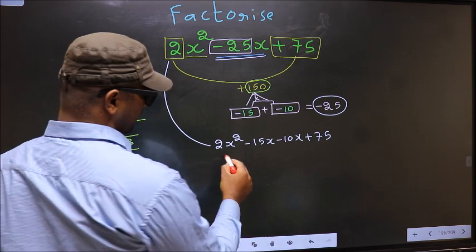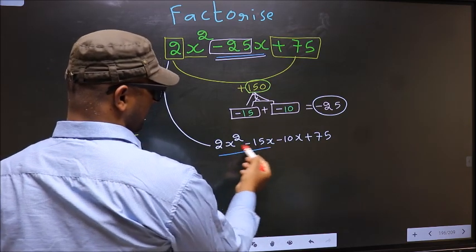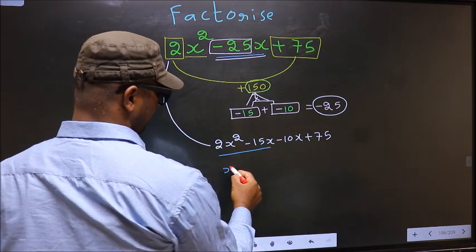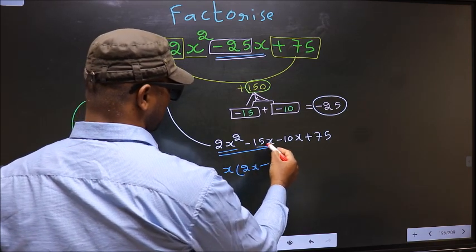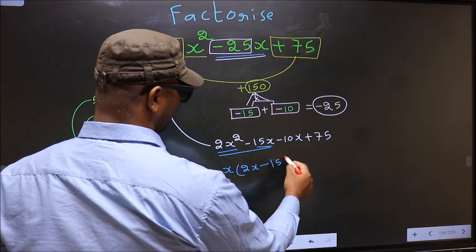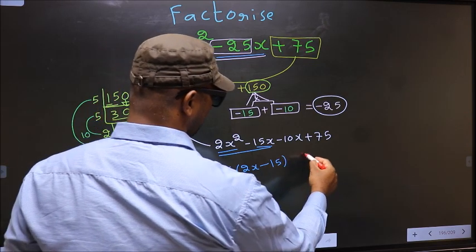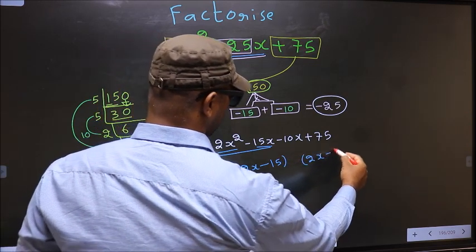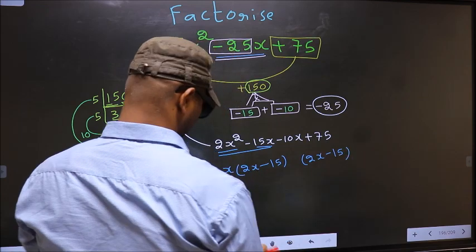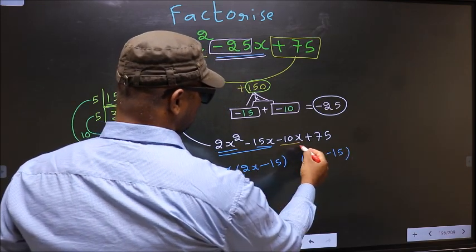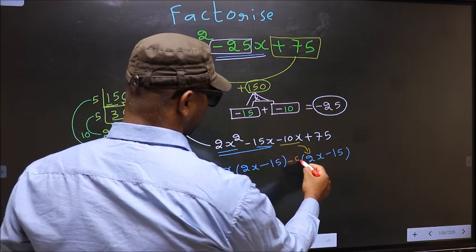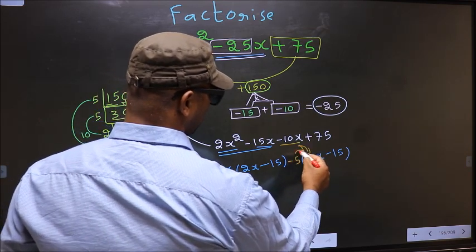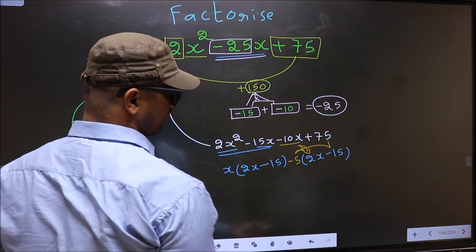Next, from these two terms, what can be taken out common is x. So here you get 2x − 15 after taking x out. Now whatever you got here, here also you should get the same thing. Now from this, 2x has gone inside, so outside you get −5. Even if you multiply and check, you still get the same thing.